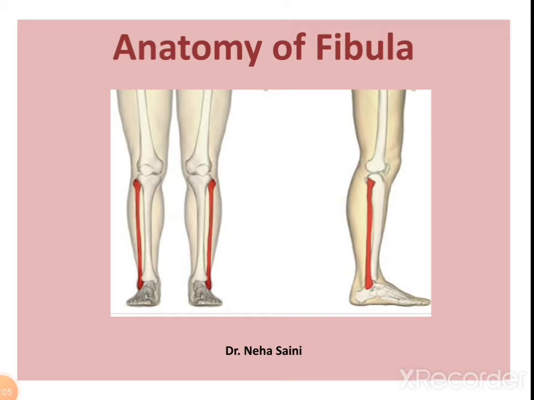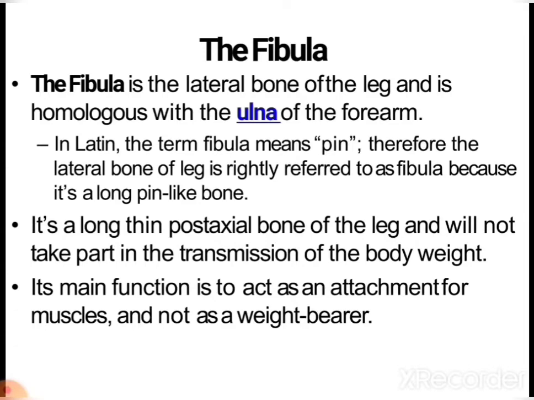Myself Dr. Neha. Here I am going to discuss the anatomy of the fibula. The fibula is the lateral bone of the leg and is homologous to the ulna.